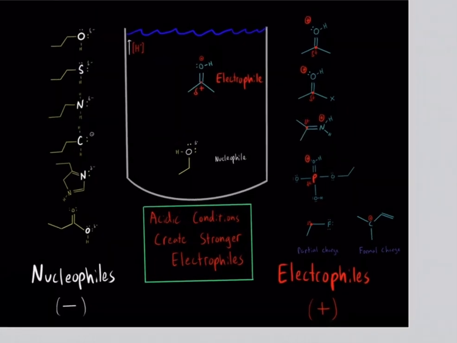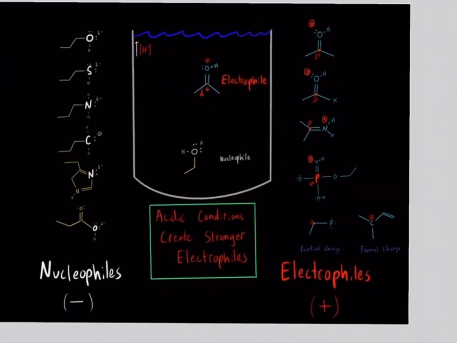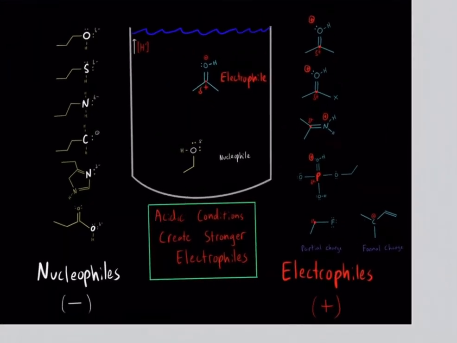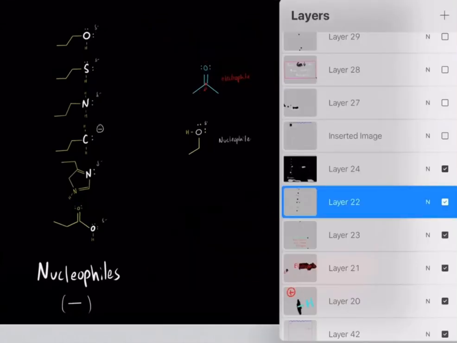And sometimes you hear about a reaction being acid-catalyzed. A lot of the time, that's why. Certain reactions can be acid-catalyzed because when we protonate it in acidic solutions, we create stronger electrophiles. So again, acidic solutions create stronger electrophiles.